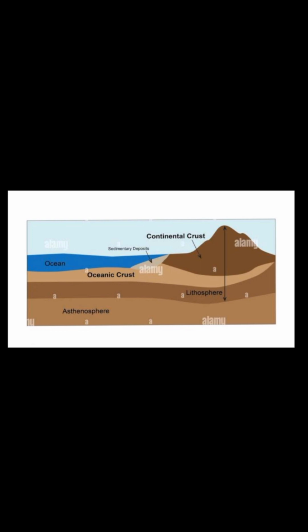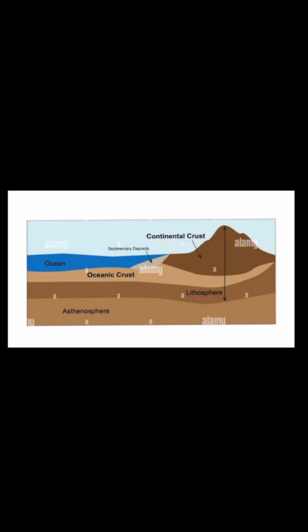Crust is of two types, continental crust and oceanic crust. So the lithosphere is actually composed of the continental crust, oceanic crust, and the upper solid part of the mantle. These three layers combine and form the lithosphere. Tectonic plates are actually present in the continental crust and in the oceanic crust.